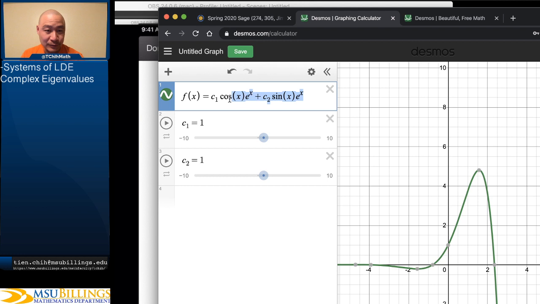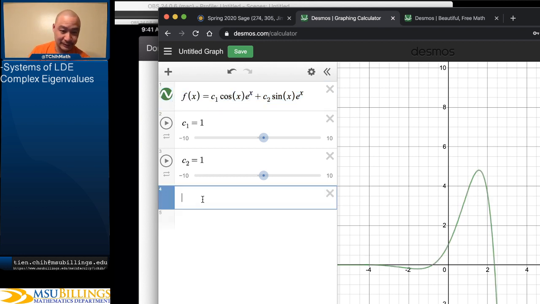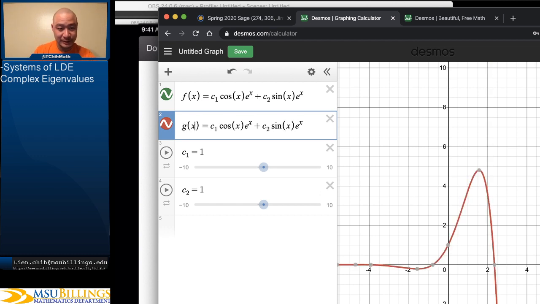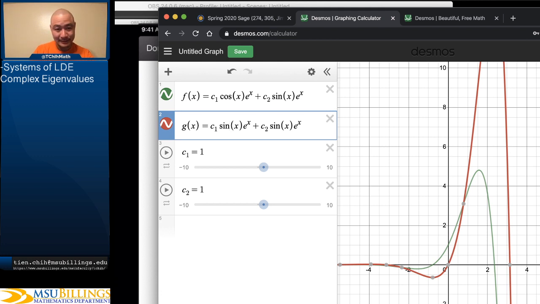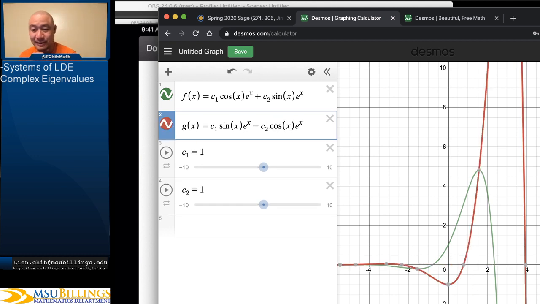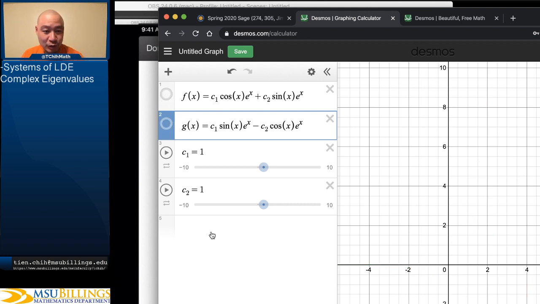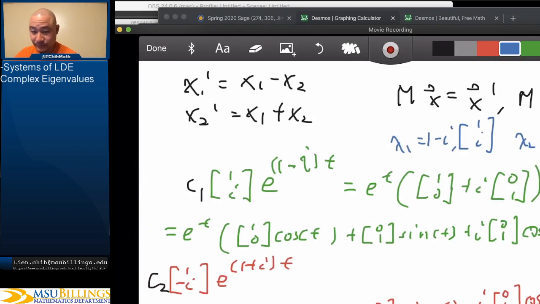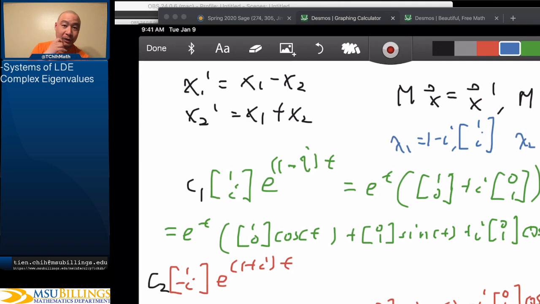And then the thing to note is that g is similar, except we have sine minus cosine, right? So we get something like that. All right, great. I'm going to undraw both of those because I want to think back on our original system here.